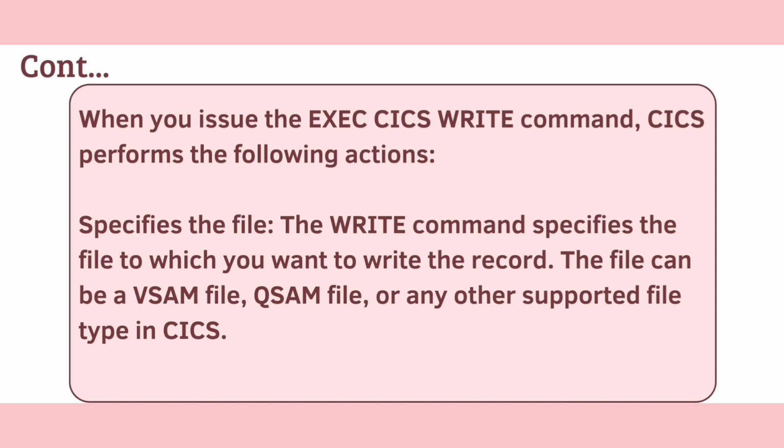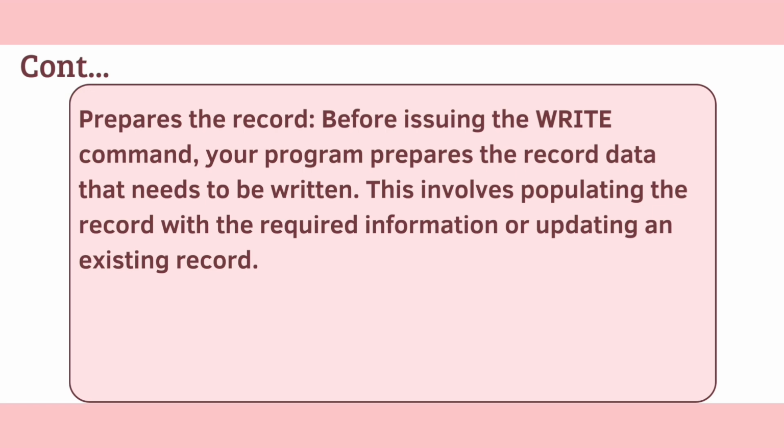It specifies the file. The write command specifies the file to which you want to write the record. The file can be a VSAM file, QSAM file, or any other supported file type in CICS. Then it prepares the record. Before issuing the write command, your program prepares the record data that needs to be written. This involves populating the record with the required information or updating an existing record.